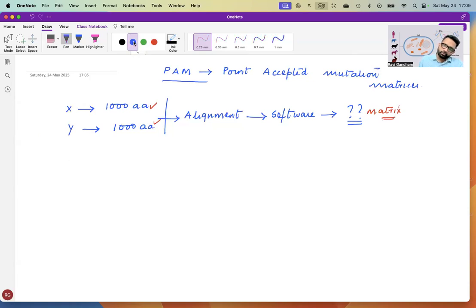Now, let us say you tell the software that you'll have to use a PAM 1. Now, listen to me very carefully. When you say PAM 1, the number that is attached here, 1, stands for 1 mutation for every 100 amino acids. For every 100 amino acids.